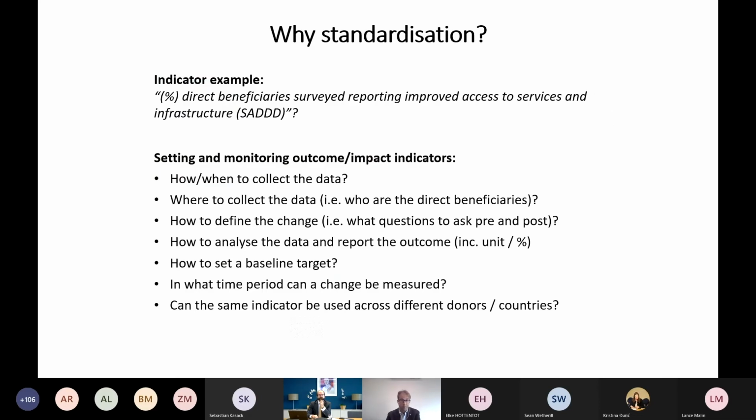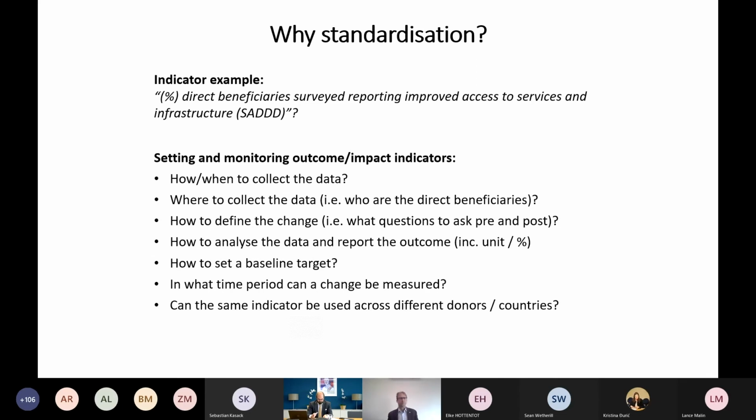An example of one of our current indicators is shown, and it's the percentage of direct beneficiaries surveyed reporting improved access to services and infrastructure, brackets SADDD, that bit will be explained. So this one obviously is about land release. That throws up a number of related questions. This is very much where our information management colleagues have their part to play. How and when do we collect the data? Where? How do we define change, in particular before and after a given intervention? How do we analyse the data and report on outcomes, remembering that outcomes can be a little bit harder to get hold of sometimes? What is the related time period? And can we use this indicator across different donors and countries? Ideally, we can, yes, that's generally what we aim for.